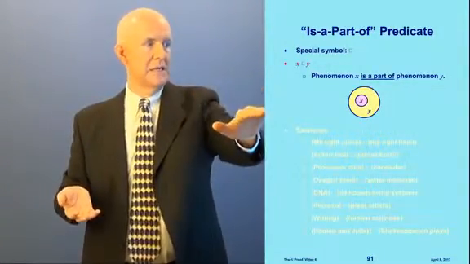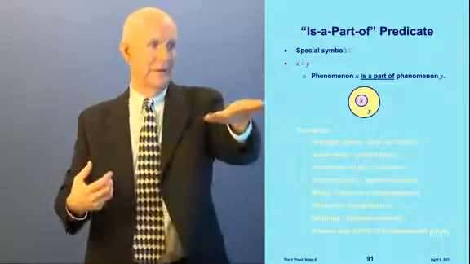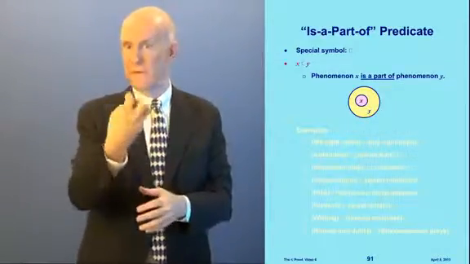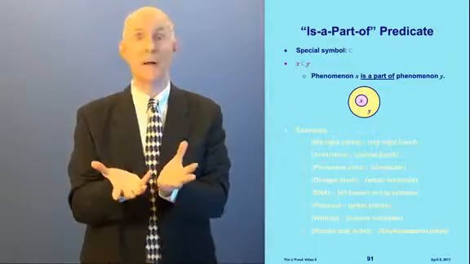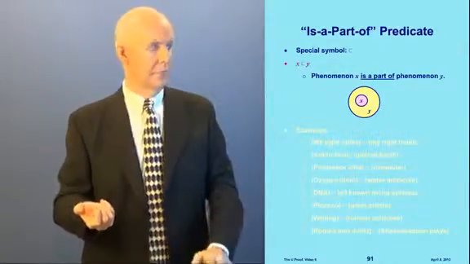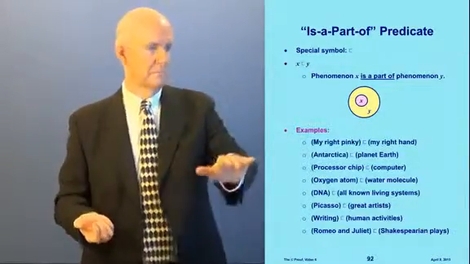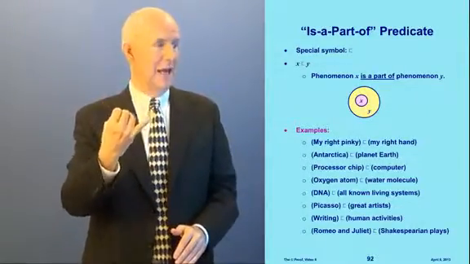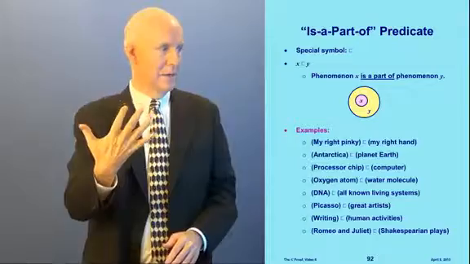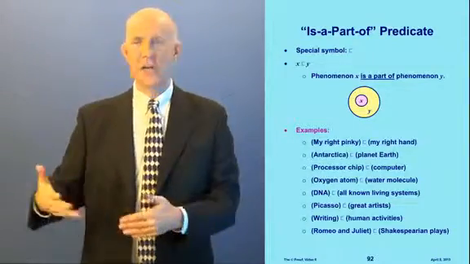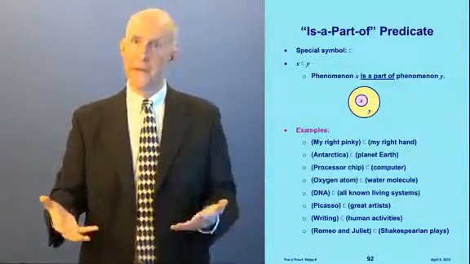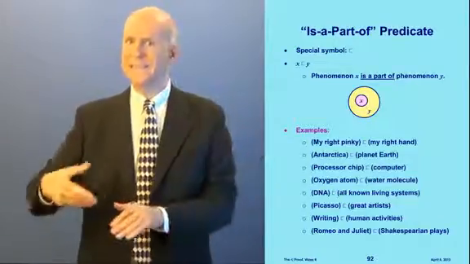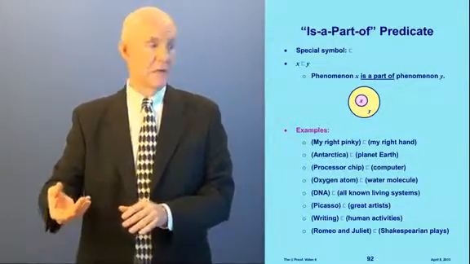What that means is that X is inside of Y. The diagram shows it symbolically. The phenomenon X is inside of, it's a part of, the phenomenon Y. Now here are some examples. I already talked about this. The pinky on my right hand is a part of my right hand. Antarctica is a part of the planet Earth. A processor chip is a part of a computer.